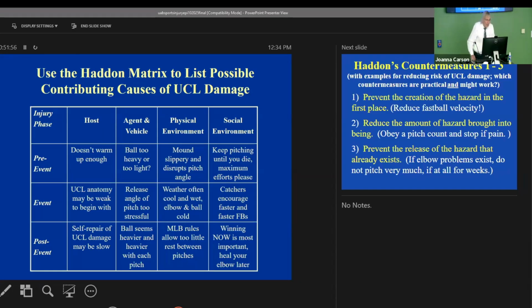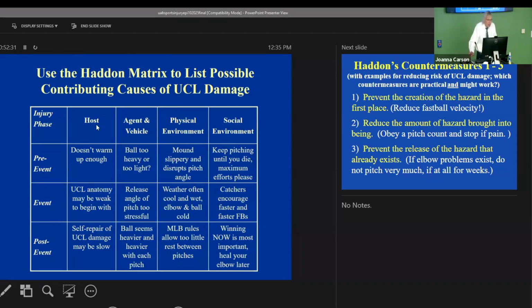So this is not a 2x2 table, it's a 3x4 table. We have pre-event factors in row 1, event factors in row 2, post-event in row 3, and then the columns are host factors, agent and vehicle, and physical and social environment. That's kind of like in infectious disease epi, where we talk about agent, host, environment. Agent is a tubercle bacillus and so forth. Not to belabor it overly long, but let's read in columns.